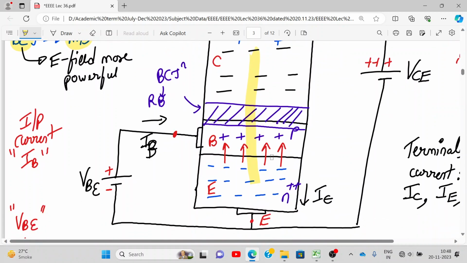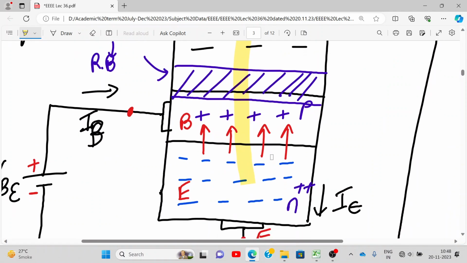Okay, I'll explain one more concept. The base width is becoming even thinner. Why? Because this is forward bias. Basically, forward bias is very, very small. The depletion region is very, very small, almost like this.